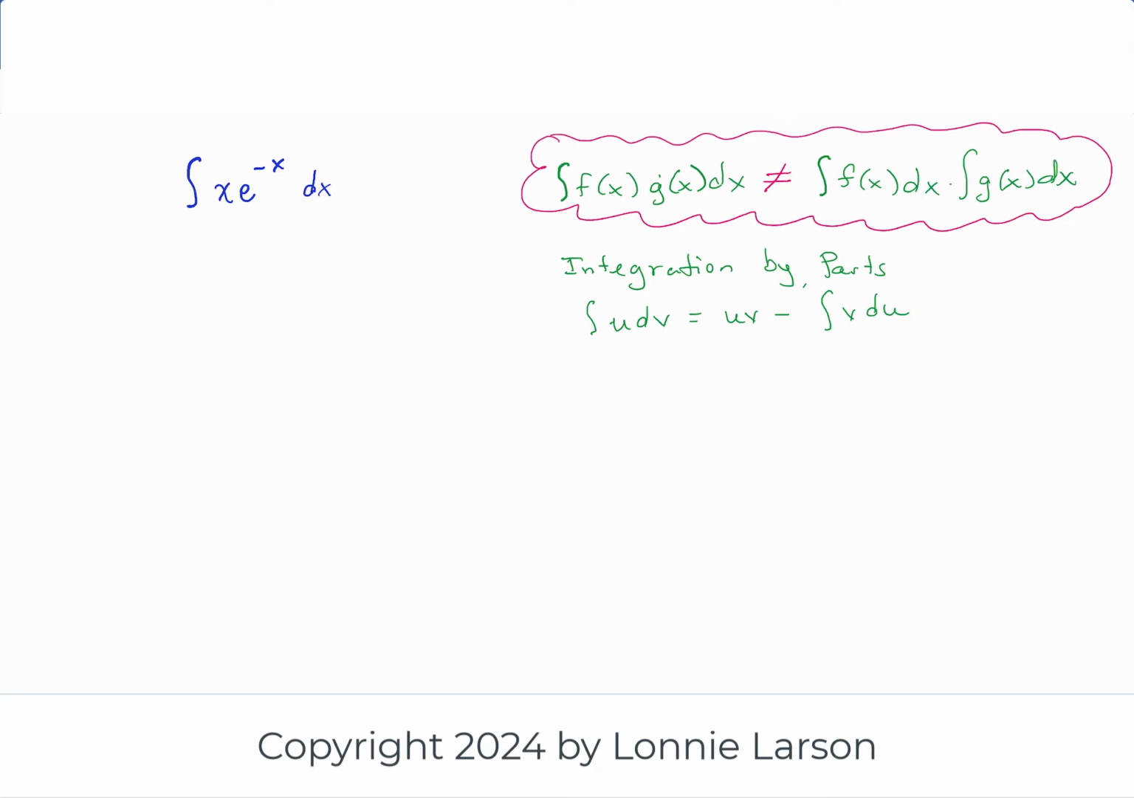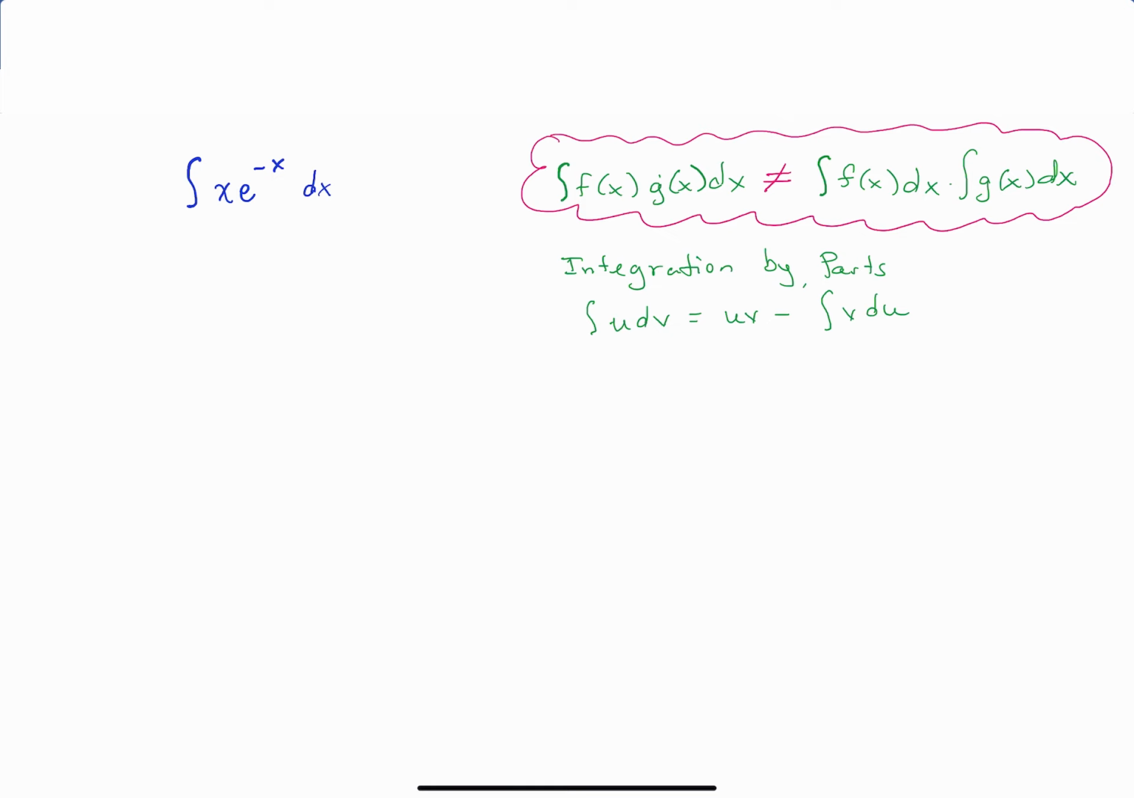Next, let's look at finding the indefinite integral of x e to the minus x dx. First off, I want to remind you that we do not have an integration formula for when you're multiplying two functions inside your integrand. It's a common mistake to think that if I want the integral of f times g, I can just do the integral of f times the integral of g. Unfortunately, that is not the case.